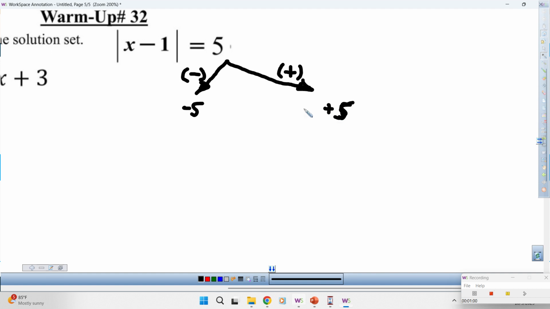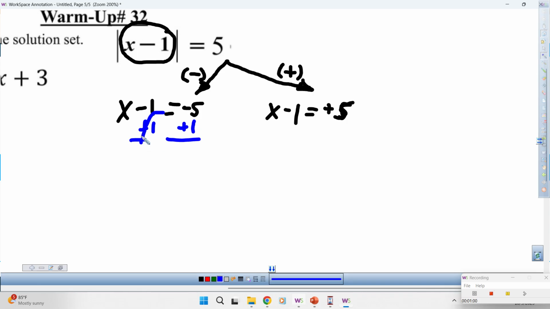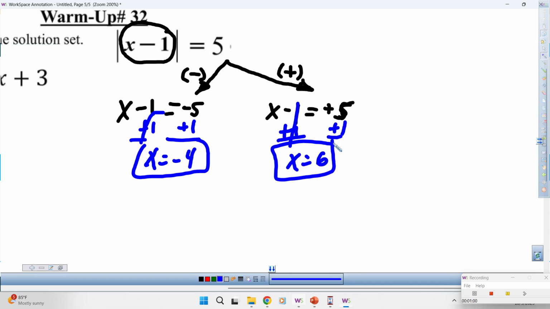Now that we have our 2 numbers, we put our equal sign for each of those. And what do we use for our equation? Whatever's inside of the absolute value. What's inside? X minus 1, X minus 1. And now that we have our 2 equations, do we know how to solve those? Yes. +1 plus 1, X equals -4. This one, +1 plus 1, X equals 6.